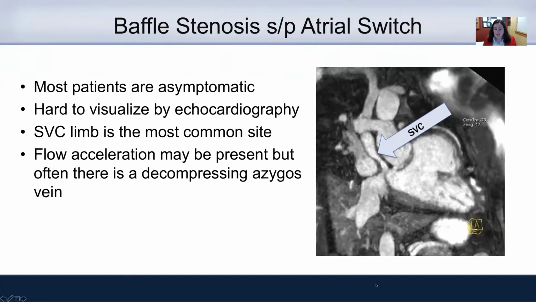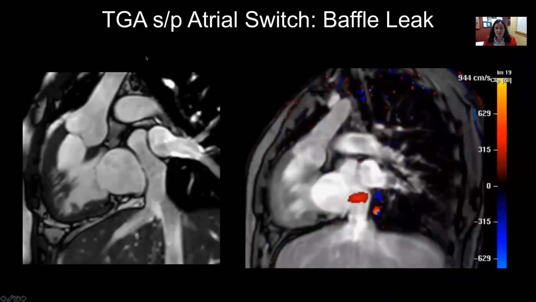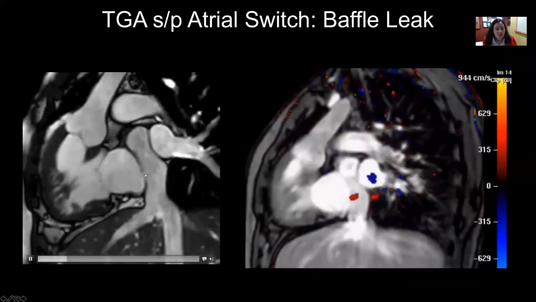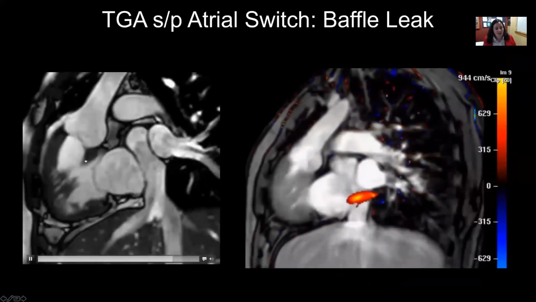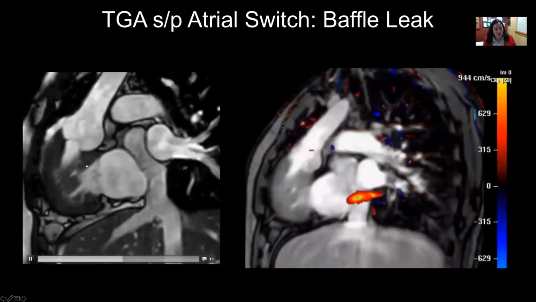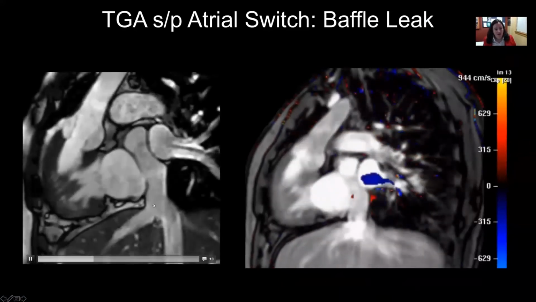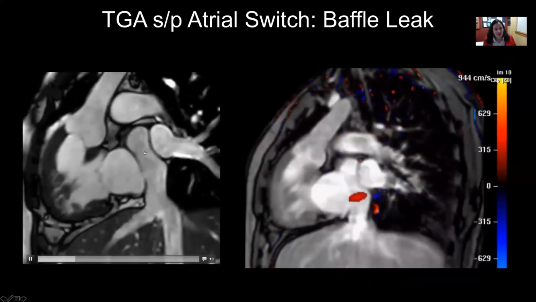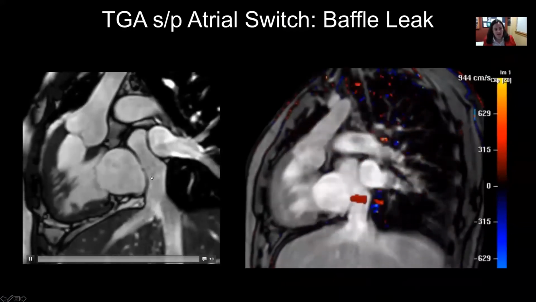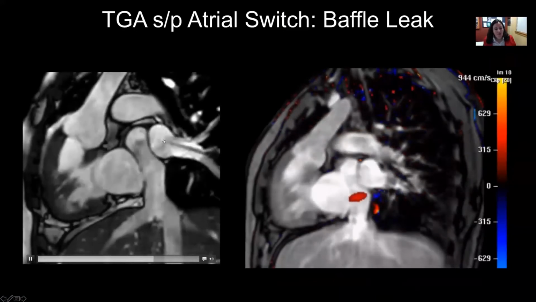Another complication that we look for in these patients is baffle leaks. So let's start by looking at this Cine image in a patient with an atrial switch. Start here at the inferior systemic venous baffle. You can see that here. The pulmonary venous baffle wraps around it.